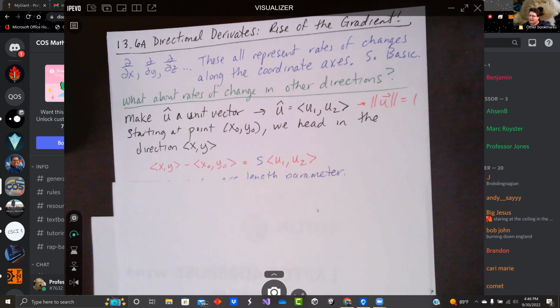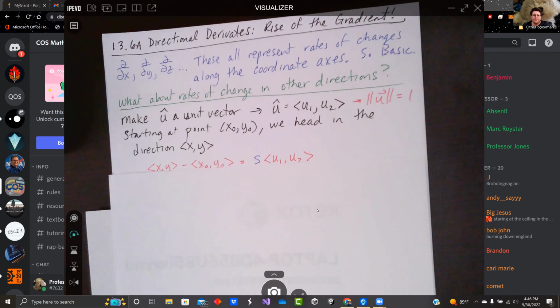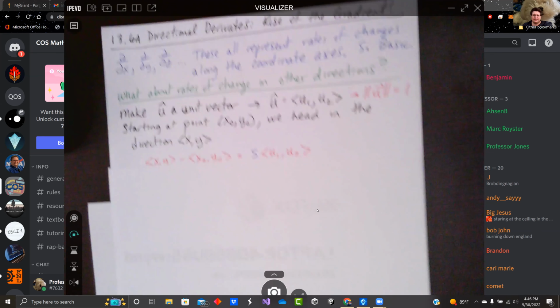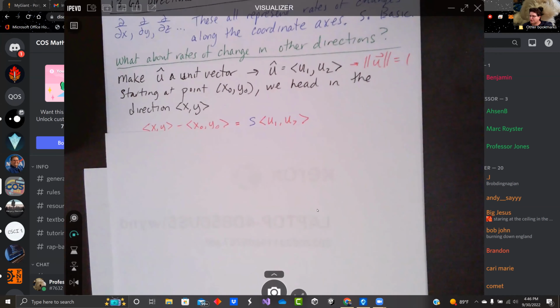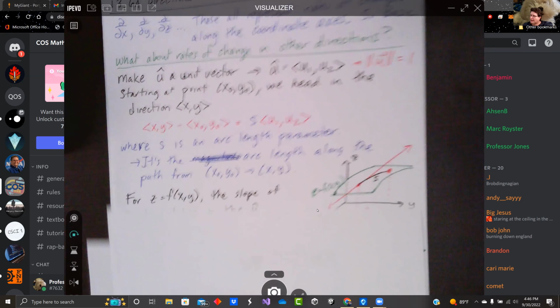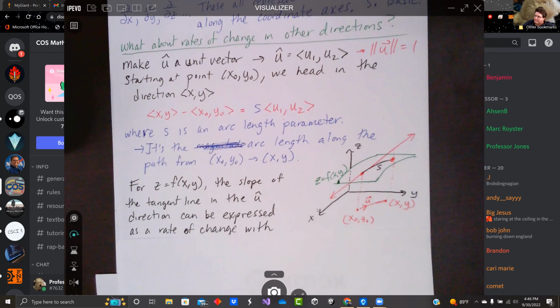We're going to make a unit vector, u. We're going to start at x naught, y naught. We'll head in the direction of x, y. So x, y minus x naught, y naught is going to be some arc length times that unit vector u1, u2. We got a nice little picture here, arc length along there. And then this is along some surface z.